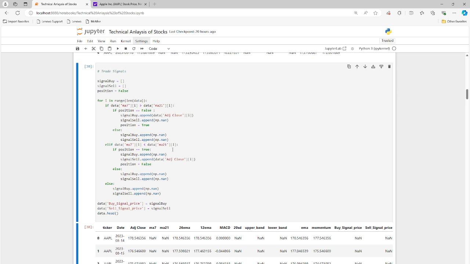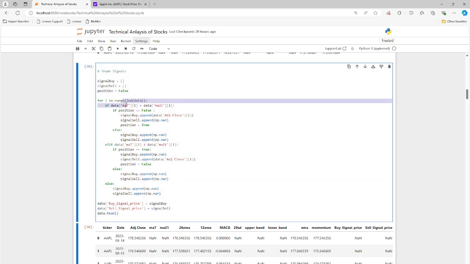So here's a buy signal, sell signal. We're looking at the moving averages. If it's greater than the 21-day moving average, this looks like a positive. In position looks false. We're saying this is a buy signal. If it's not true, it's a sell signal. Okay, so that is a strategy.